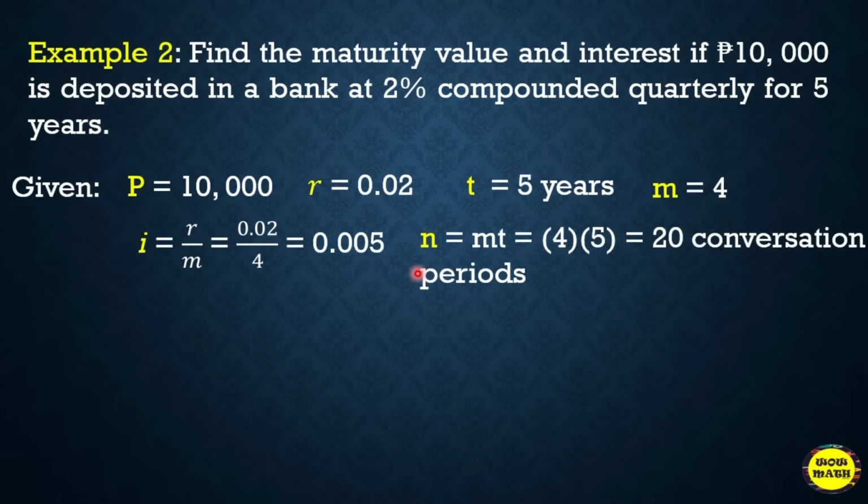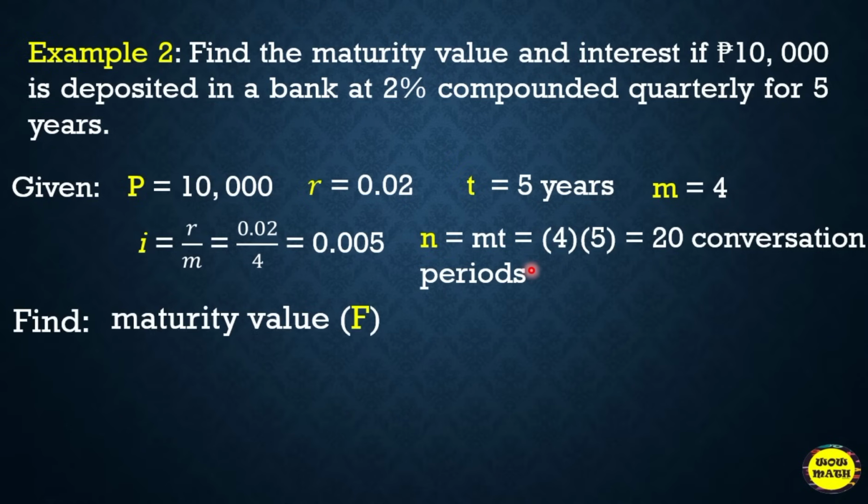And then, yung N natin, or that is M times T, so kung ilang conversion period, so ilang beses yung conversion periods ng compound interest. So, that is 4 times 5, that is 20. So, kunin muna natin yung I saka N natin. So, therefore, since hinahanap natin yung future value at kinuha natin yung I saka N, ang gagamitin natin formula is yan. P times 1 plus I raised to N.